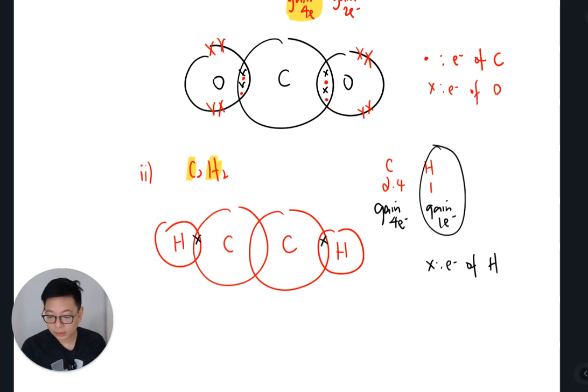All right, so let's talk about carbon on the right. Okay, so let's make life simple. Let's break it down. Okay, it's already taken 1 electron from the H, all right, on the right side.